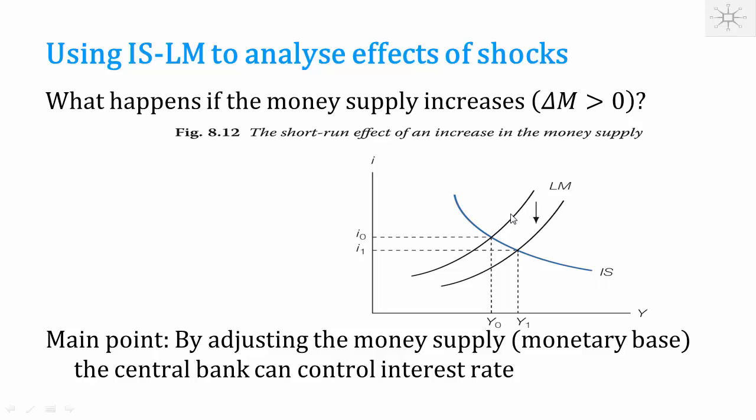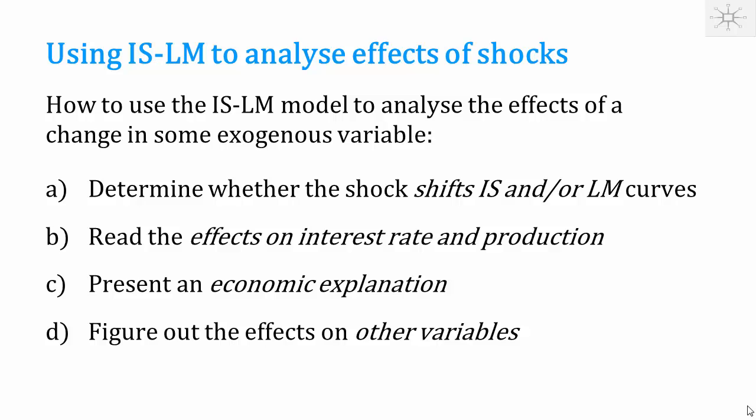So if we initially had this LM curve and this IS curve, we had initially this interest rate I0 and this production Y0. And now with the LM curve lower down, we see that the new crossing point will be one where the interest rate is lower and production is higher. The effect of an increase in money supply is a decrease in the interest rate and an increase in production. And then if we go back to this scheme, we have now figured out the shift. LM shifts down. We found that the interest rate falls and production increases.